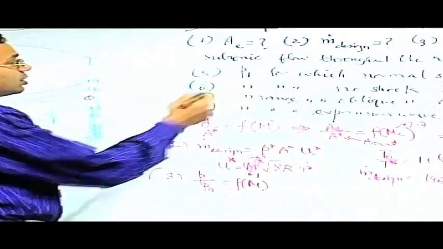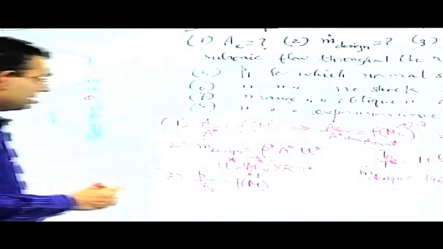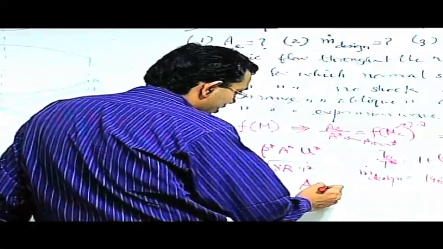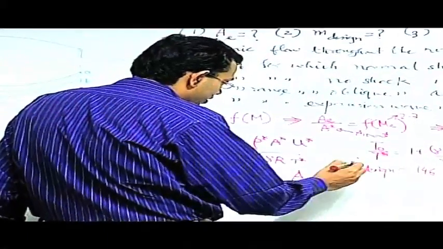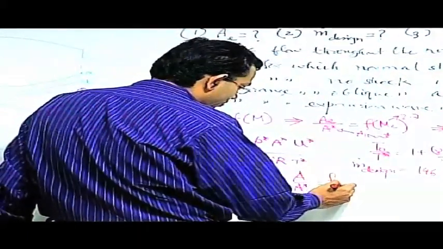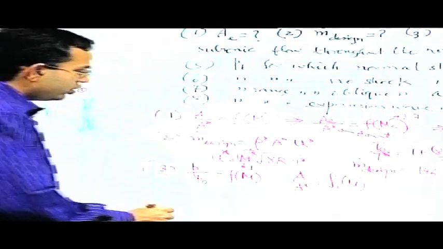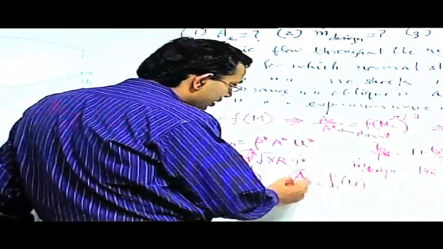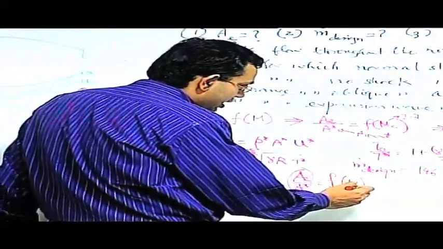And you know that you may also write it as A by A star as some other function of Mach number, say F1 of Mach number. So, when you know the area of the exit, AE by A star, AE we have already evaluated, it is a function of Mach number at the exit.